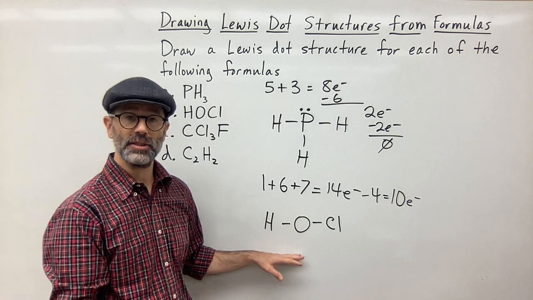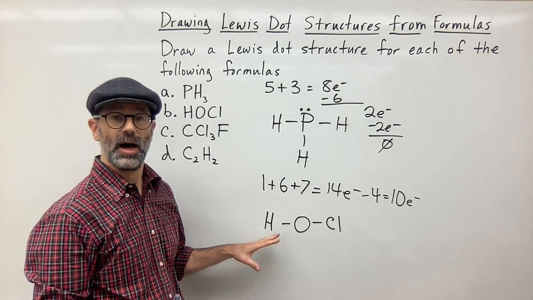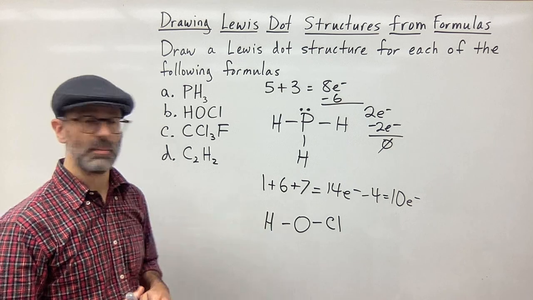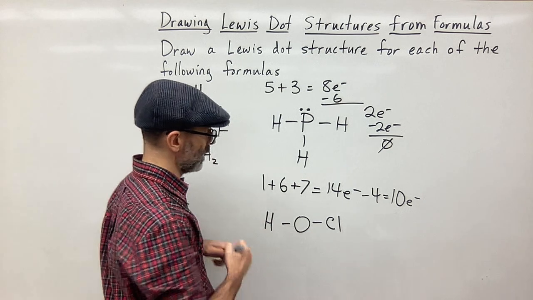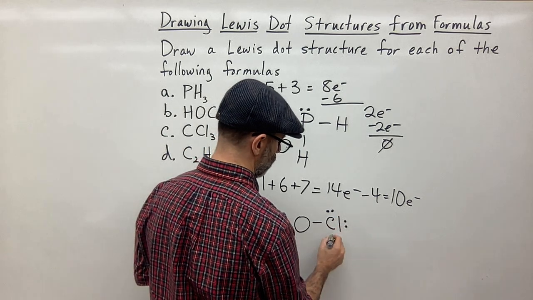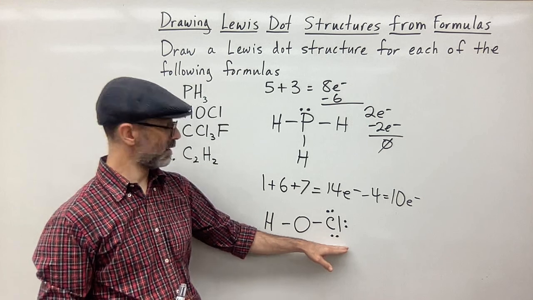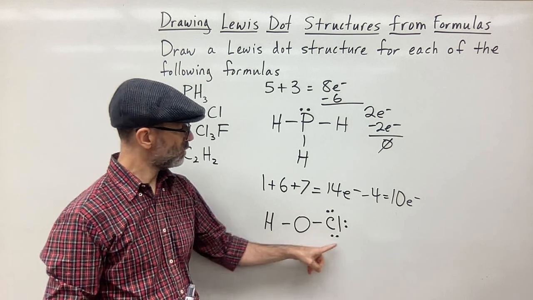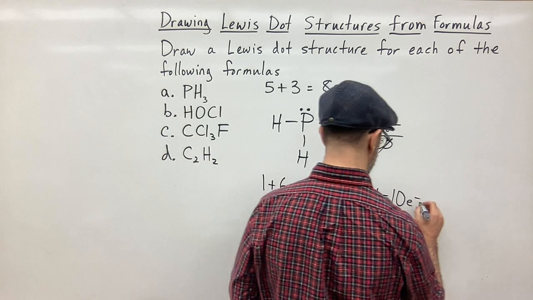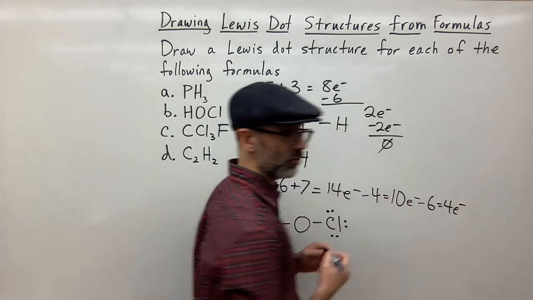So the third step is I'm going to add lone pairs to my outer atoms to give them an octet if they need it. Hydrogen doesn't need an octet. It's happy with a bond. But chlorine needs an octet. So I'm going to add 3 lone pairs to the chlorine. So now chlorine has an octet. It's happy. So now I'm going to subtract out the 6 electrons that I used from my total. So I'm going to subtract out 6 and I have 4 electrons left over.